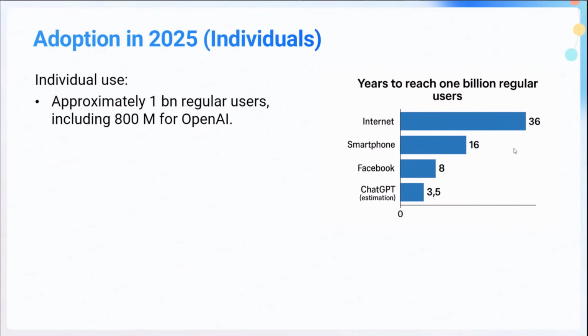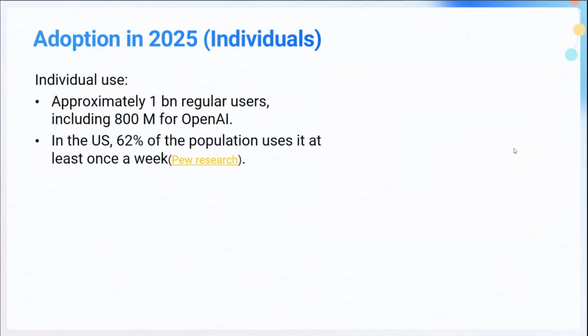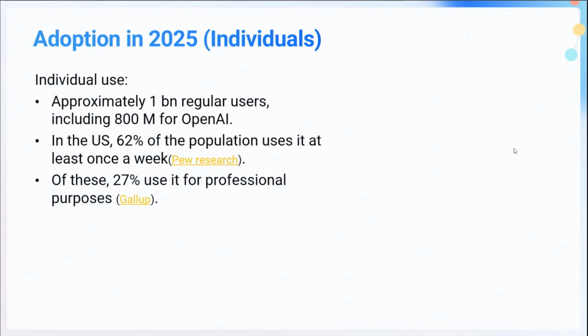ChatGPT could reach that in about three and a half years. If you compare to other technologies like the internet, smartphones, or Facebook, it's much faster. So yes, there are obstacles, but the adoption is still going very fast. In the US, 62% of the population already use it at least once a week. Out of these, 27% use it for professional purposes, according to another research.